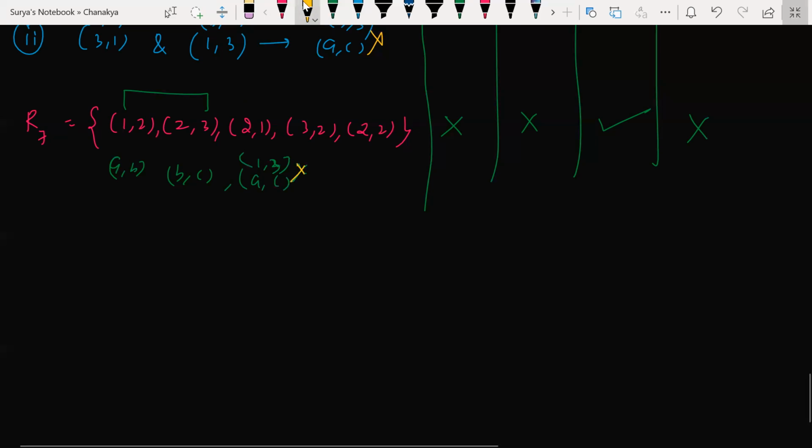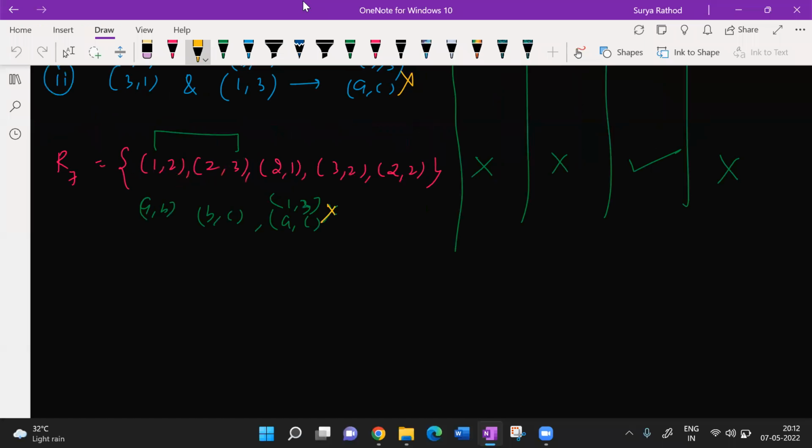So these are the types of relations, and one more relation we have, which is the equivalence relation. We'll discuss it in the next class. Equivalence relation means nothing special. If any relation is reflexive, symmetric, and transitive, then such relations are equivalence relations. That's it. Simple definition. We'll discuss it in the next class.